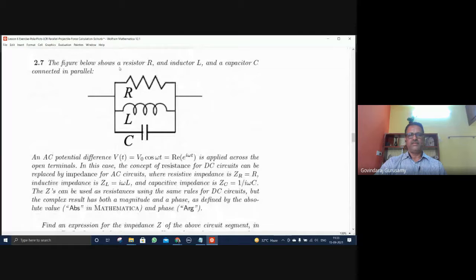So the figure below shows a resistor R, an inductor L, and a capacitor C connected in parallel. And in the previous class, I have shown if you have RC alone, what is the result. Now let's try to work out RLC itself as a whole. Now, an AC potential difference V of t, which is equal to V0 cos omega t, which is equal to the real part of e power i omega t, is applied across the open terminal, which means you are applying an AC voltage across this.